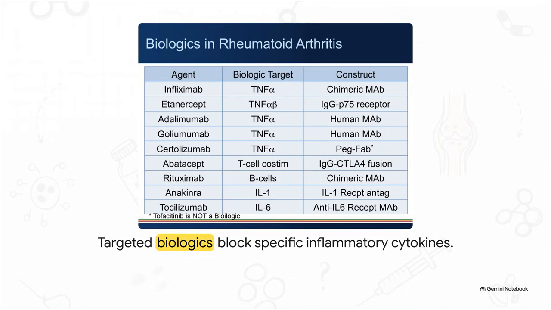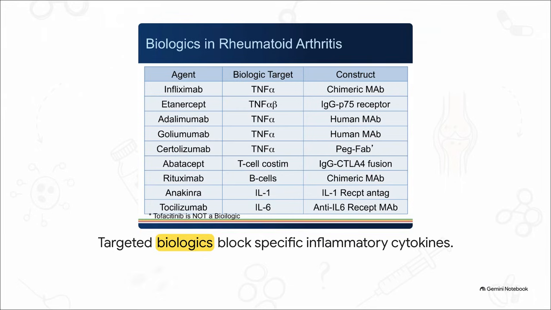But the real breakthrough in recent decades? Biologic response modifiers. We can now literally match targeted therapies to the exact cytokines and cells we just learned about. Look at the breakdown here. Infliximab, etanercept, and adalimumab are engineered to specifically block tumor necrosis factor alpha.